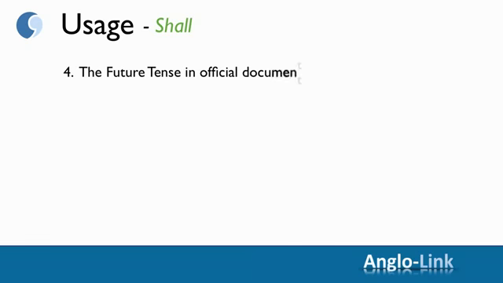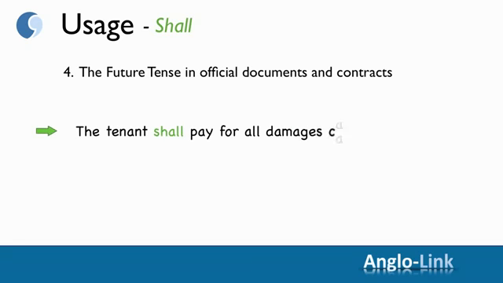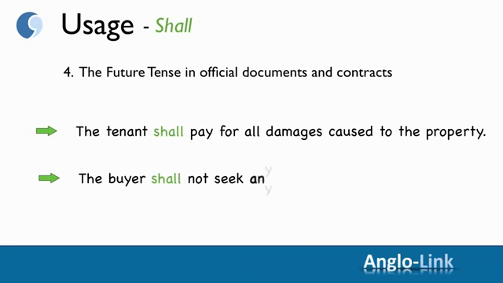And fourthly, the future tense in official documents and contracts is shall. For example, the tenant shall pay for all damages caused to the property. Or, the buyer shall not seek any compensation in this case.